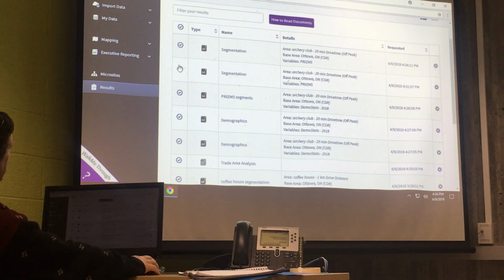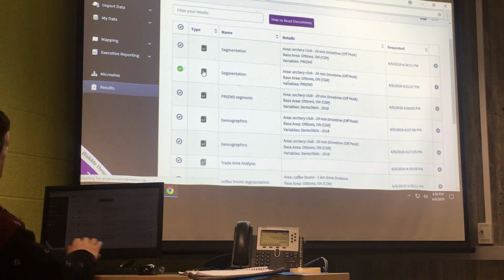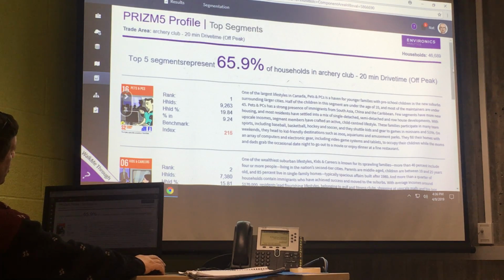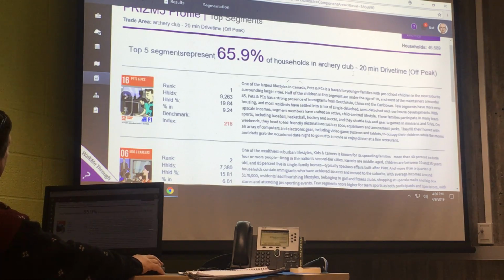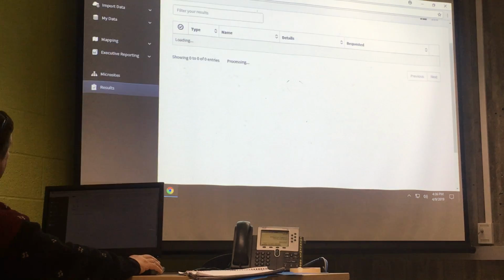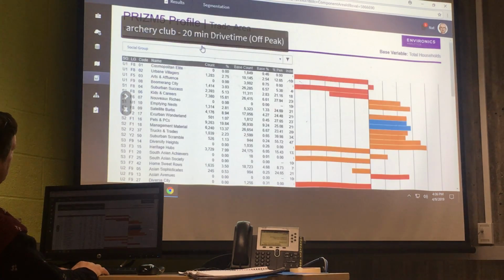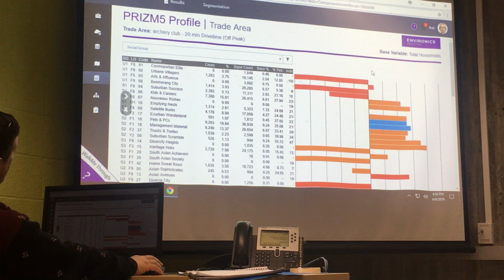Archery Club, segmentation. So we wanted to look at the segmentations. This report told us the 5 different segments that are in this Archery Club area. Then this one here, segmentation as well. Should give them different names. And then here are the PRIZM profiles of the trading area.